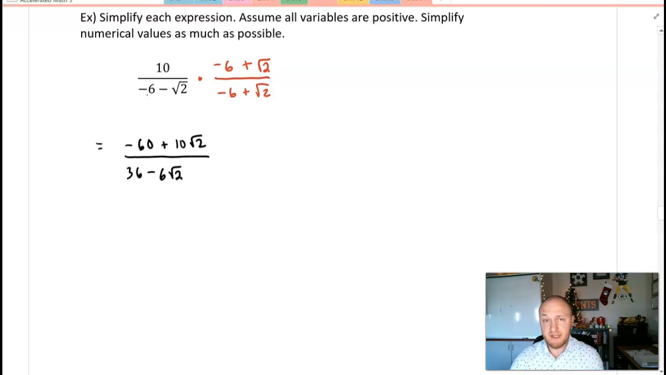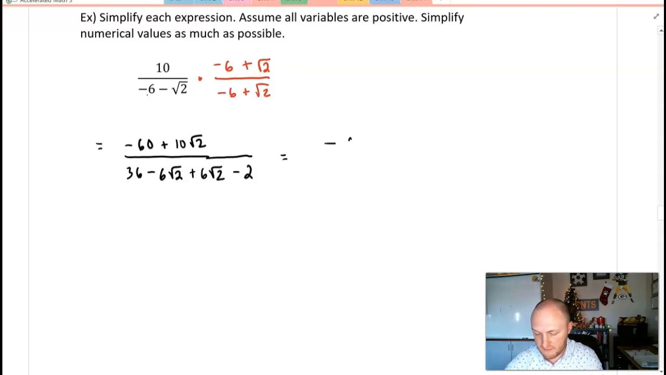Negative root 2 times negative 6. Two negatives make a positive. And negative root 2 times positive root 2 is negative 2, right? Negative root 4, but we know. Okay, good. So, all right, how does this simplify?